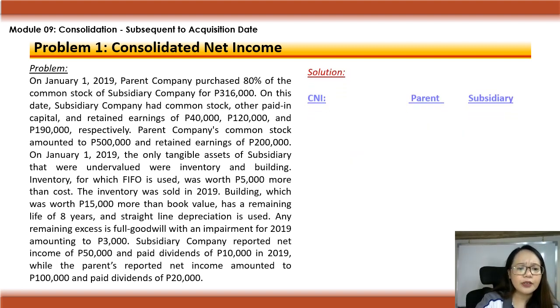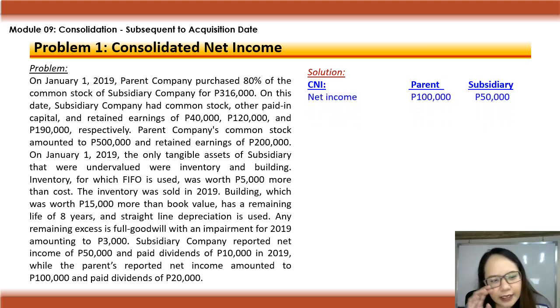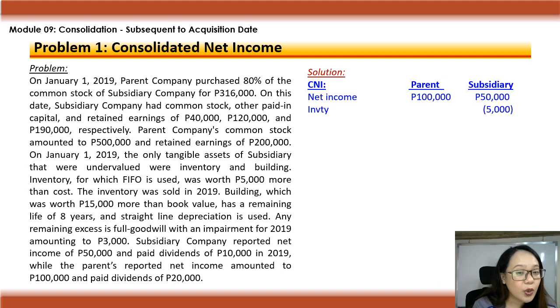Then, to compute for again, ang kinocompute natin is the consolidated net income attributable to parent and non-controlling interest. So, paano siya kinocompute? Net income ni parent, 100,000 given. Net income ni subsidiary, 50,000 given din siya. Your inventory adjustment. Ito yung sinasabi ko. Your fair value is higher than the book value. Ang sabi ni problem as of acquisition date.